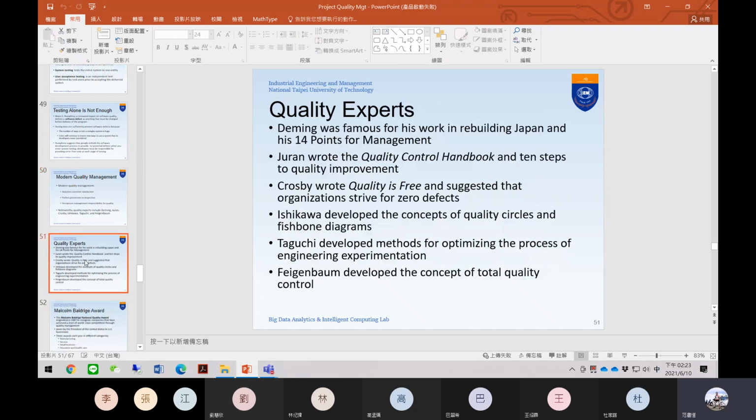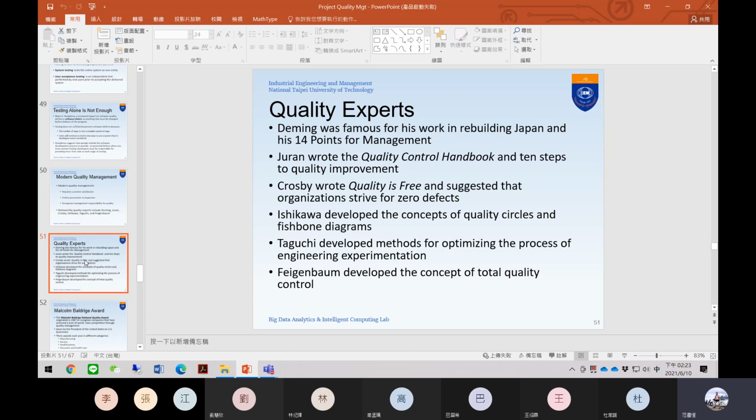So quality experts: Deming was quite famous for his work in rebuilding Japan, and his 14 points for management. Since this is quite a philosophical idea, we mentioned it very early in my lecturing. Juran wrote the Quality Control Handbook and the 10 steps to quality improvement. Crosby wrote Quality Is Free.